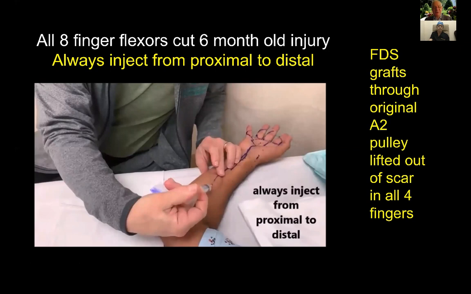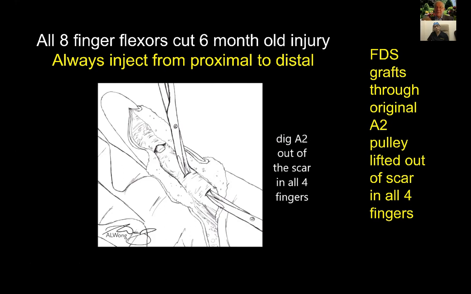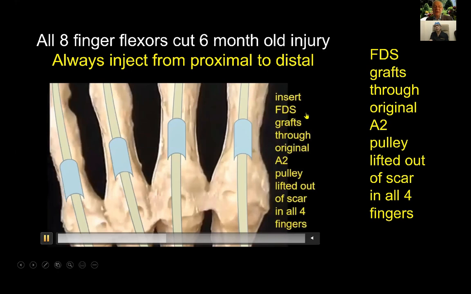And so then, instead of doing Hunter implants or Hunter rods, you can dig the A2 out of the scar. So you just get your scissors in between the bone and where you think the A2 pulley is, and just make a little tunnel proximally and distally. And that lifts the A2 pulley right out of the scar, and you can pass flexor digitorum superficialis under that. And we did that to all 4 fingers. So we did 4 FDS grafts through the original A2 pulleys in all 4 fingers.